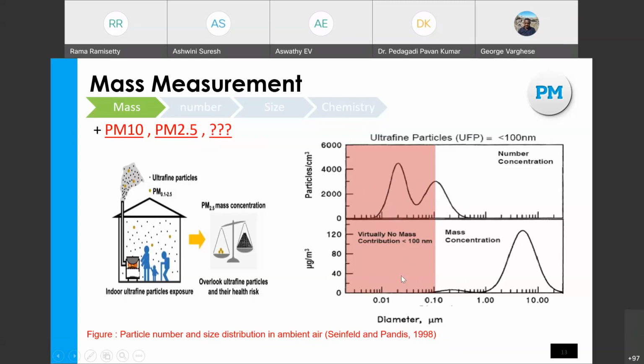That means the mass of the nanometer particles is very, very small, and it is very difficult to measure. Whereas the bigger particles, though they are very high in number, contribute very little mass at the higher sizes. So why I'm telling this is, people always look at PM10 and PM2.5, but PM1 and the number of those smaller particles are also equally important. So we have to be careful when doing any air quality studies.